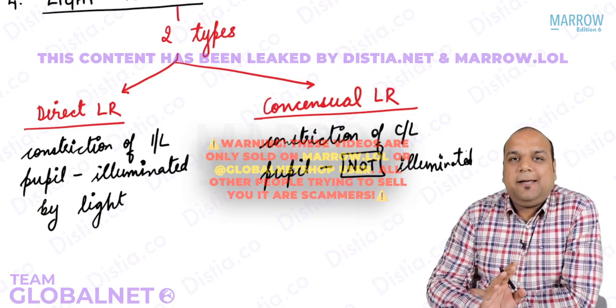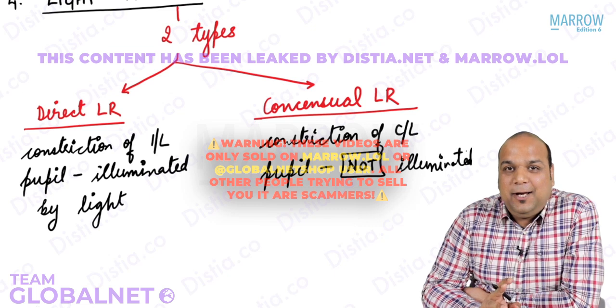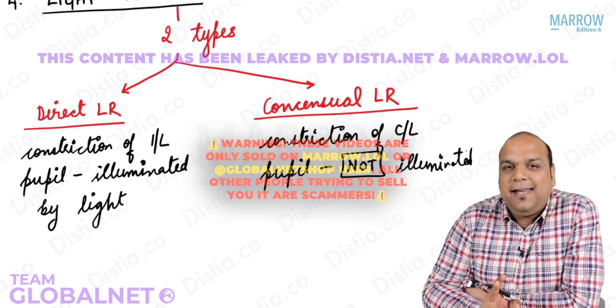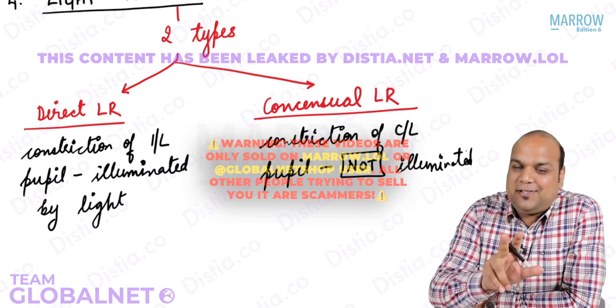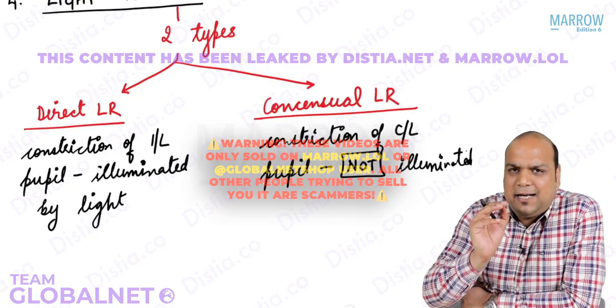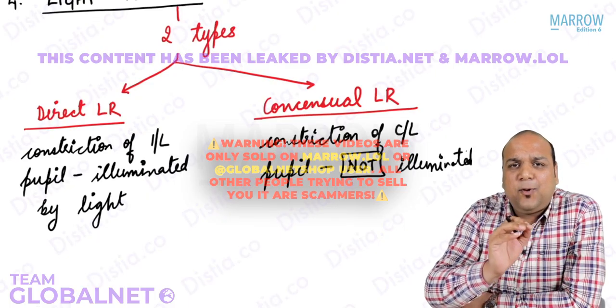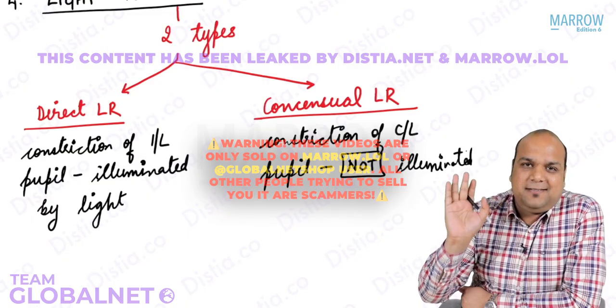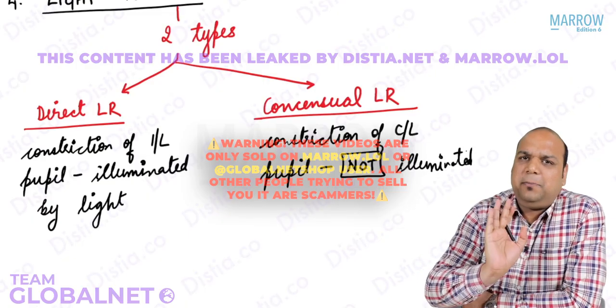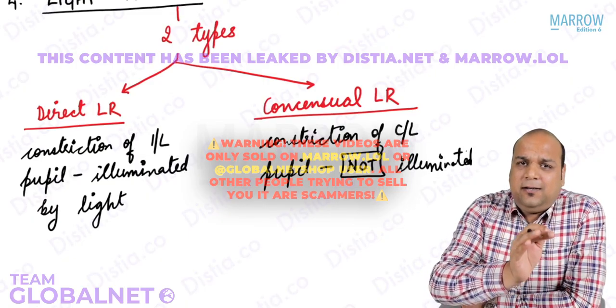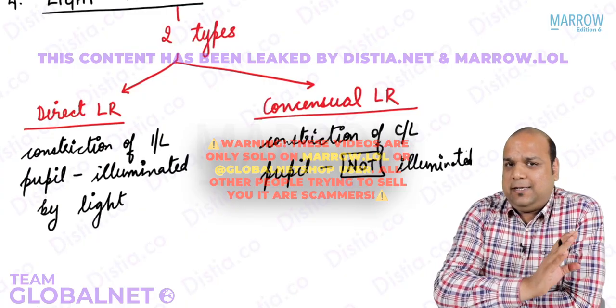I hope I'm pretty clear here that even if I throw light only on one of my eyes, both the pupils are going to constrict. On the same side, I'm calling it direct. On the opposite side, I'm calling it consensual light reflex. Okay. We know that this is going to happen. We know it is a dark room procedure. So how are we going to test it?